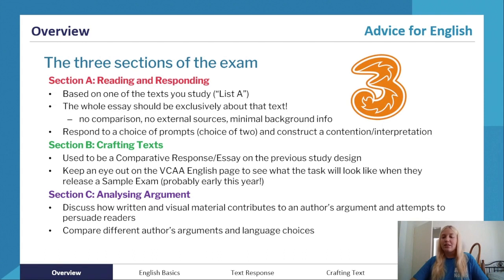The only new study design change here is that you will be also analyzing audio material, such as podcasts and things like that, and videos. But everything remains the same. You're writing about how an author has constructed their argument through various persuasive language techniques and how that aims to influence their audience.